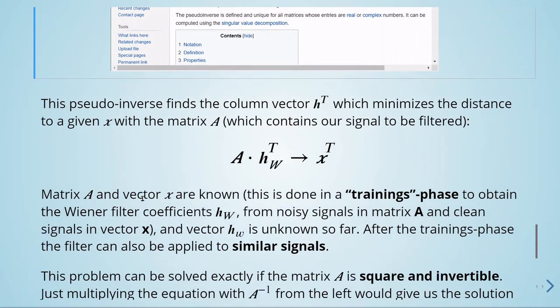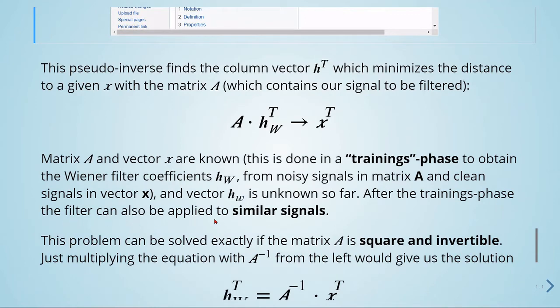So matrix A and vector x are known. This is done in a training phase to obtain the Wiener filter coefficients from noisy signals in matrix A and clean signals in vector x. And vector h_w is unknown at the moment. After the training phase, the filter can also be applied to similar signals.